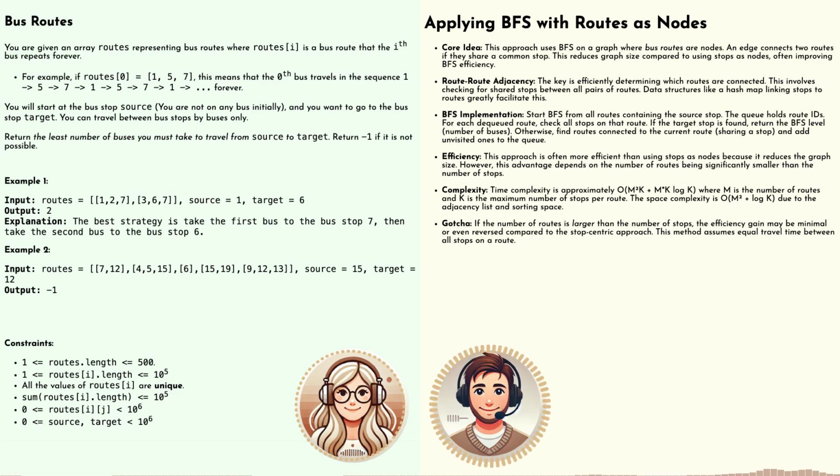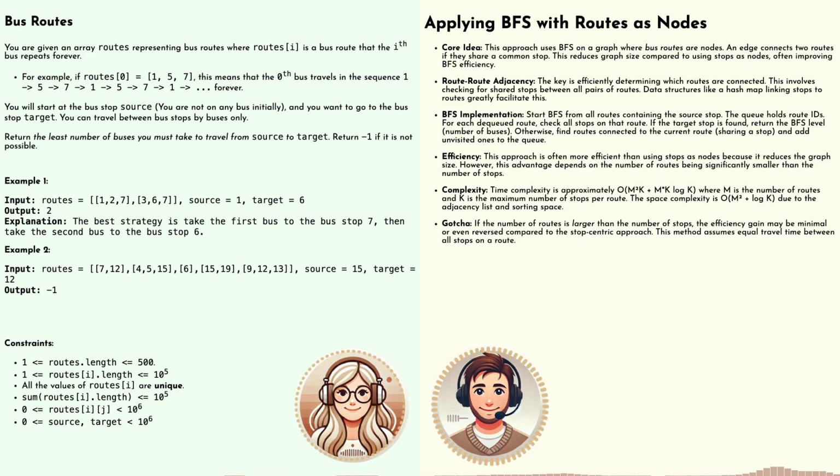But what if none of those initial routes actually take us to our destination? Well, then we need to hop to a different route. But we don't want to just pick any random route. Right. We want to pick one that will get us closer to our destination. So how do we know which route to pick? So that's where this routes-as-nodes graph is really useful. So we look at the routes that we've already explored and see which other routes are connected to them, meaning they share a common stop.